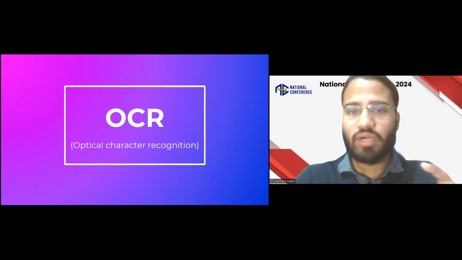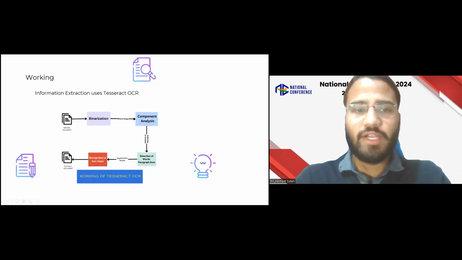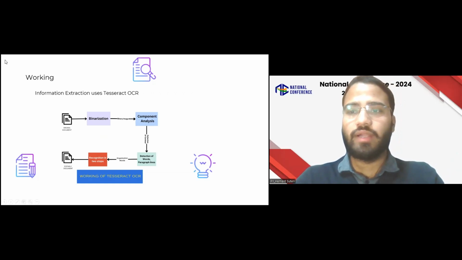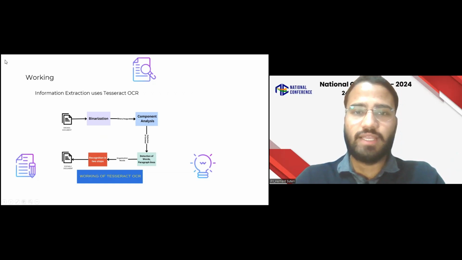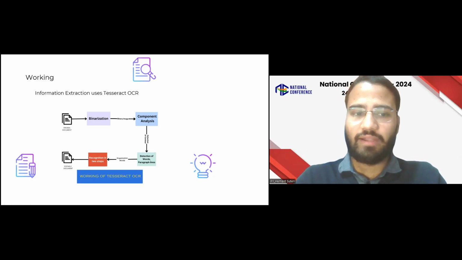Now, more about OCR, optical character recognition. How does it work? It takes a normal document, which we give in image format or so. It does the binarization, and then changes it into components. Components are basically small sections of the document we have given. From there, it detects the words, paragraphs, and lines, first analyzes them separately, then analyzes them in a group, and then recognizes them and gives us the result.